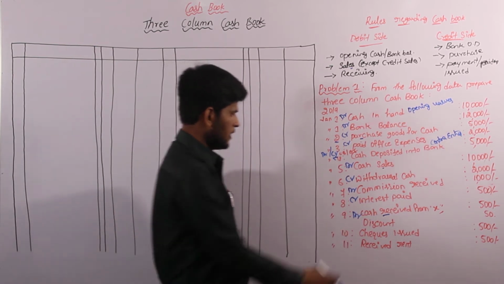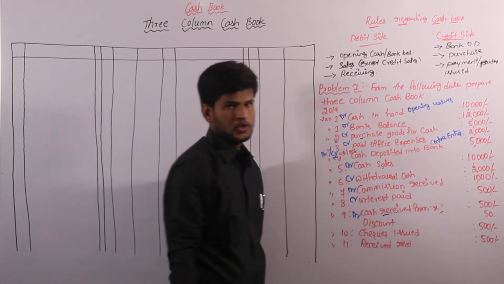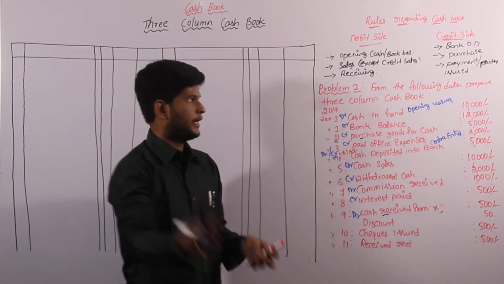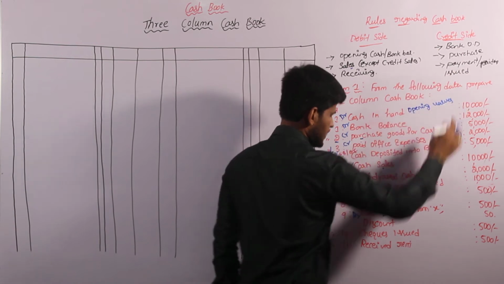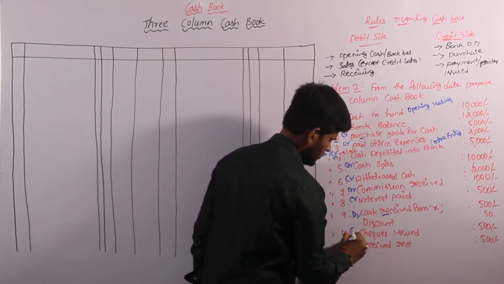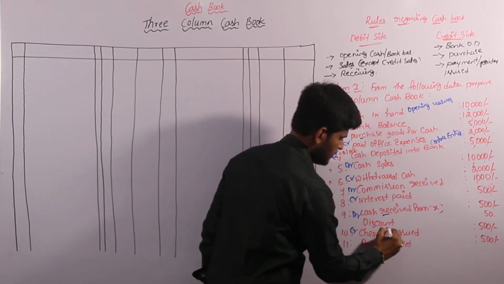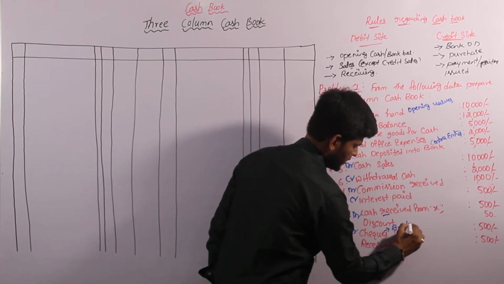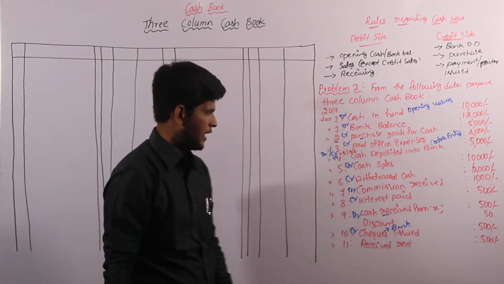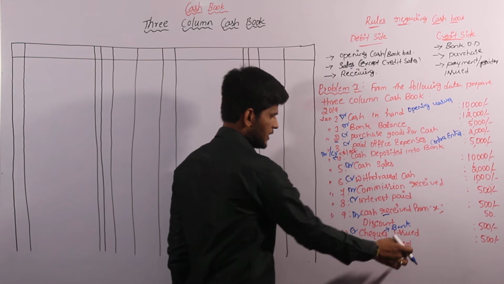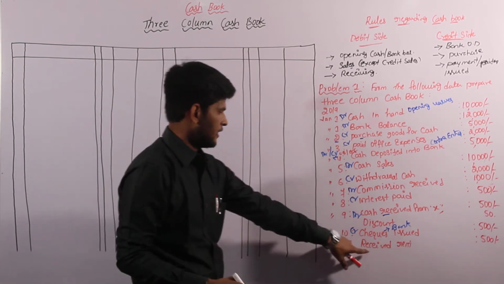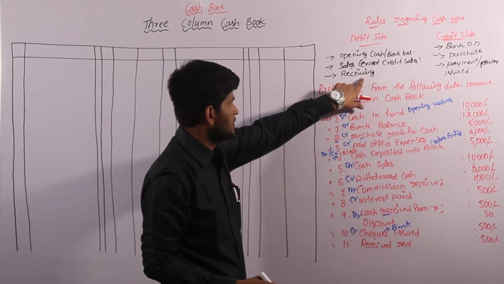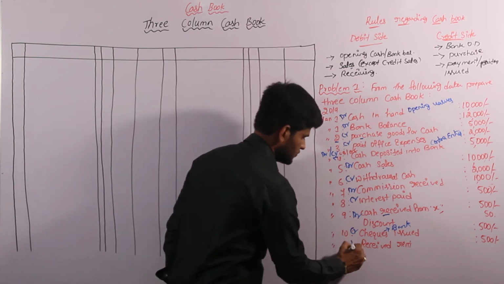And come to the next one, cheques issued. We are issuing a cheque. Issued means paid. So issued is on the credit side. It will also go to the credit side. Cheque means bank, so it will be converted into bank. Next one, received rent, means we are receiving rent. Rent is received, so receiving is on the debit side.